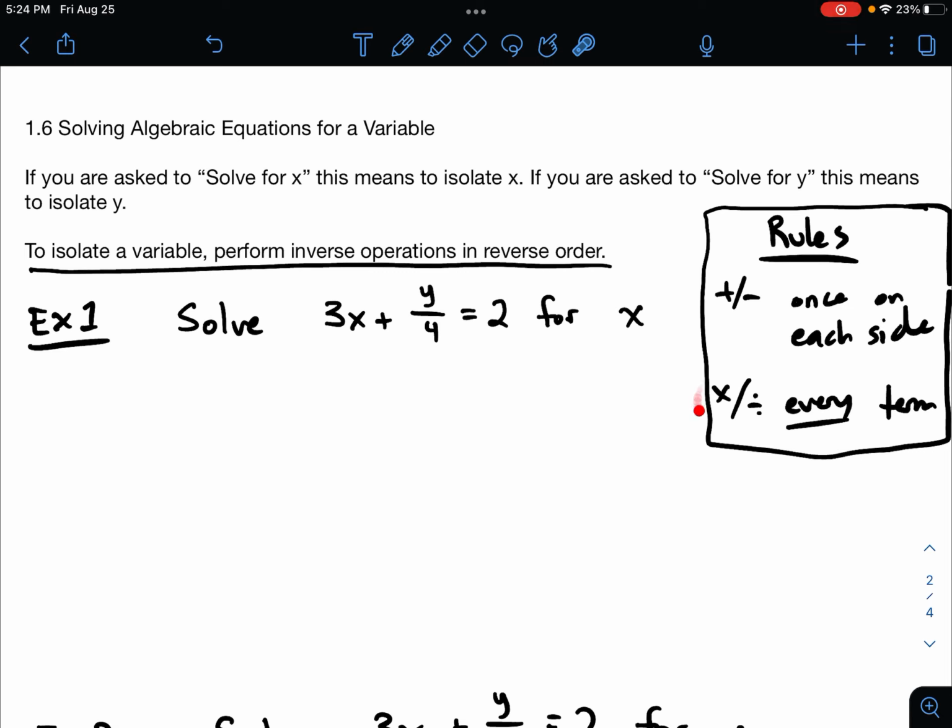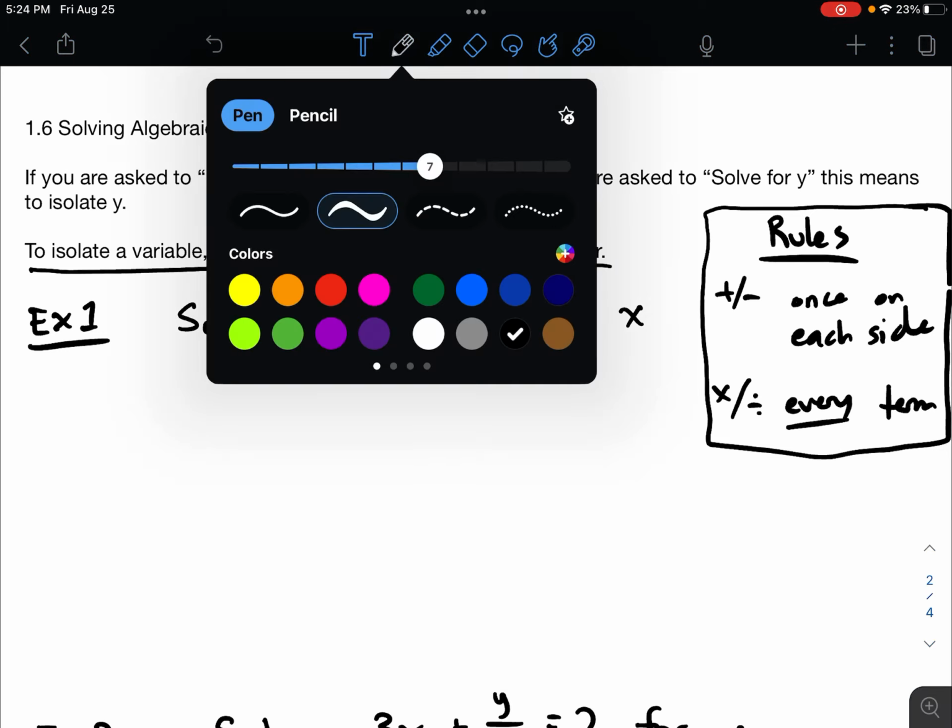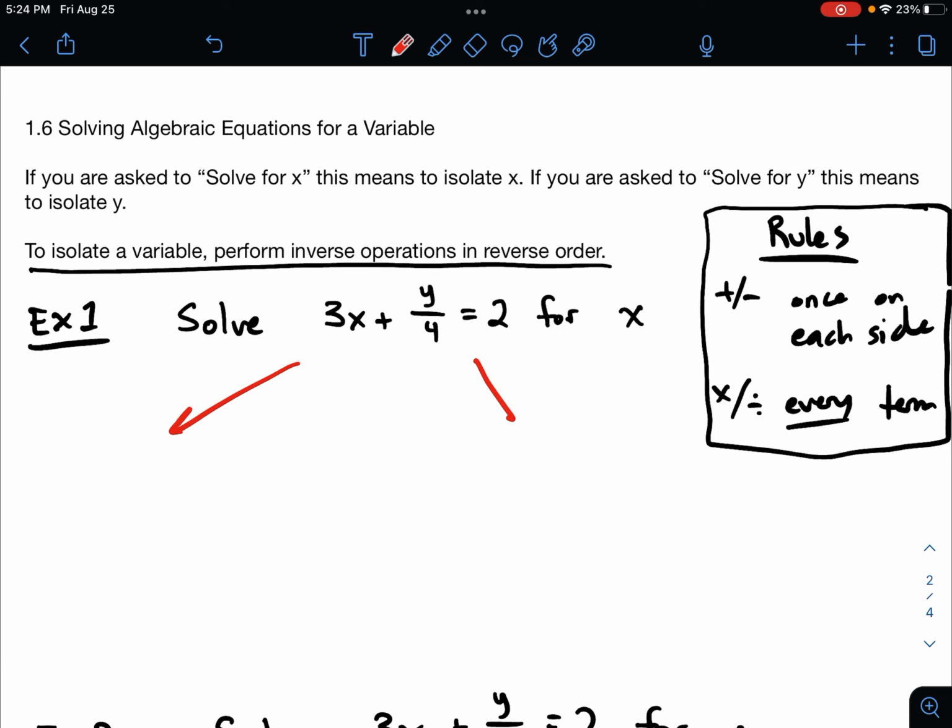The other rule is I want to multiply or divide every term. So if I want to get rid of this 3 and I divide this 3x by 3, then I have to divide this term by 3 and I have to divide this term by 3. Because when you divide a whole side by a number, you're dividing every term by that number as well. So I'm going to show you two different ways to do this. First way and a second way.